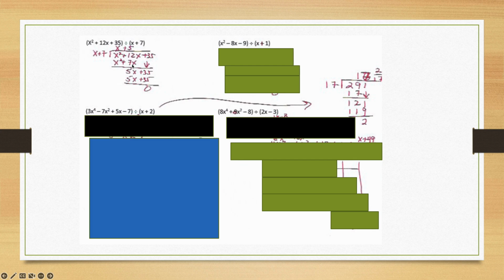Now, subtract: 12x minus 7x is 5x, and then bring down the 35. Now, x times 5 would give you 5x, so I put a plus 5 up top there, and then I distribute that 5 to the x plus 7, and I get 5x plus 35. And when I subtract, I get 0.